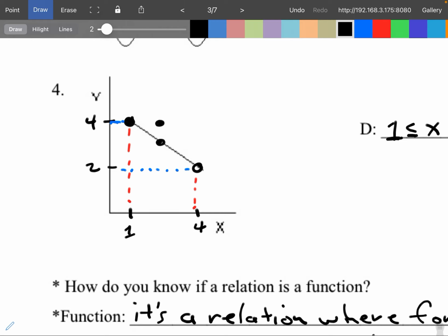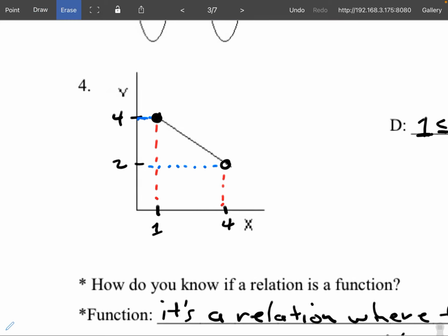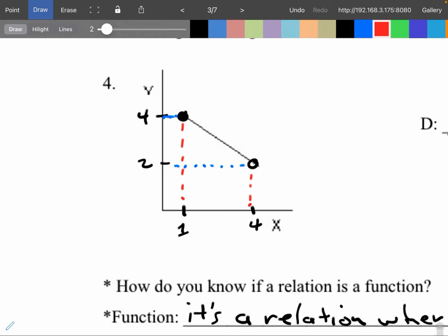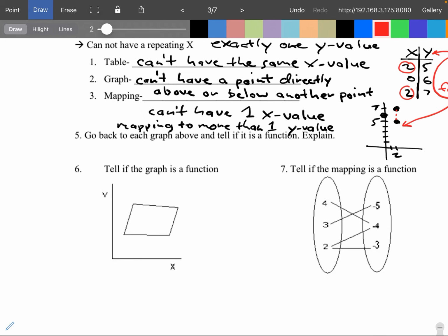All right, and then number 4. Do you see a point directly above or below another point? No. If you had a point here maybe, and another point there, that would not be a function. But this one is. So you're going to write it's a function.